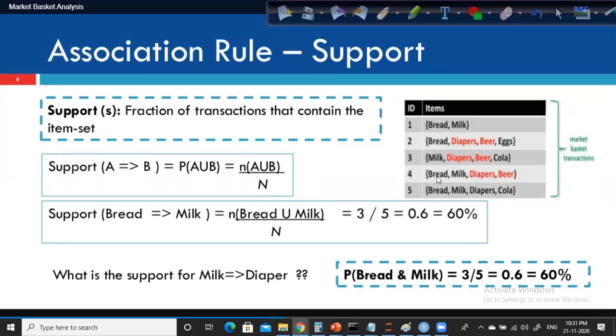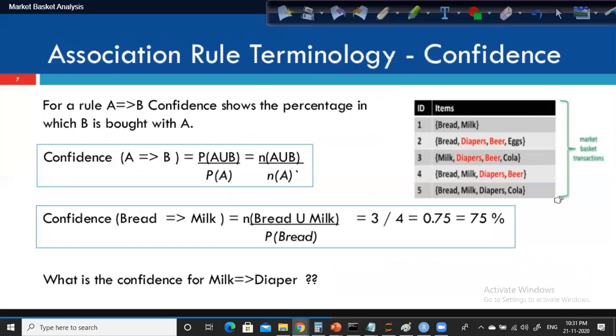Here, bread and milk, how many times are there bread and milk? 1, 2, 3, right? 3 out of 5 times, so 60%. So what is the support for milk and diaper? Then you need to look at the combination of both milk and diaper. Milk and diaper, milk and diaper, milk and diaper. 3 times are there, right? So 3 divided by 5. Here also 60%. This is how you need to compute this.